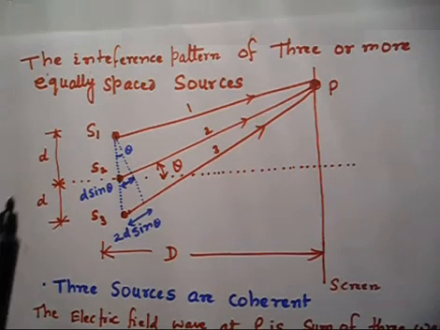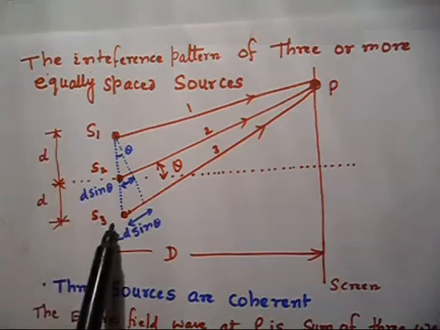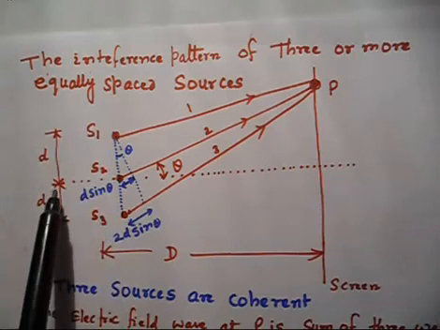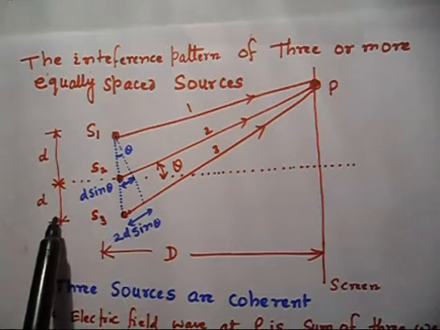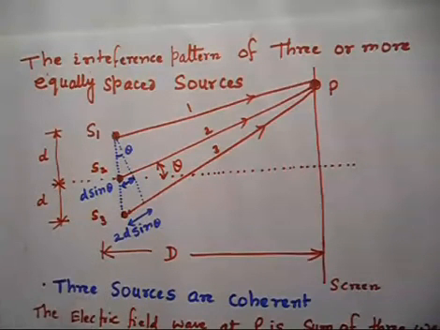So they are spaced with a distance d here, and another source S3 that is also spaced with a distance d. These three sources are coherent, that is, they are vibrating in the same phase. You can say the time period is the same. If they have the same time period, they call them coherent sources. Let us make this diagram first and then we will discuss.